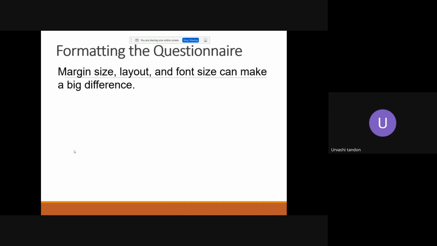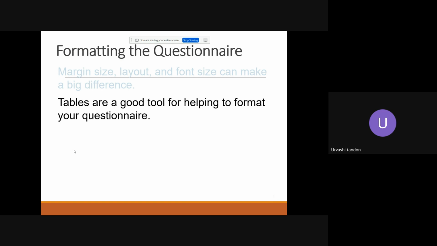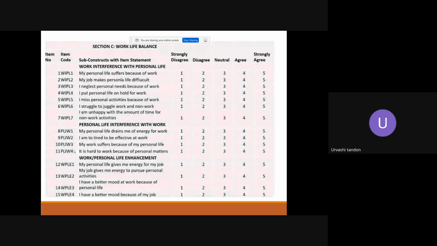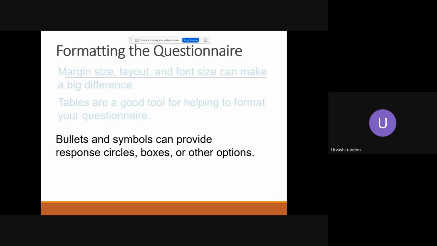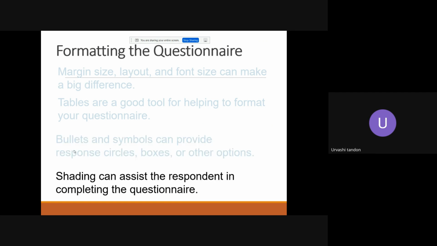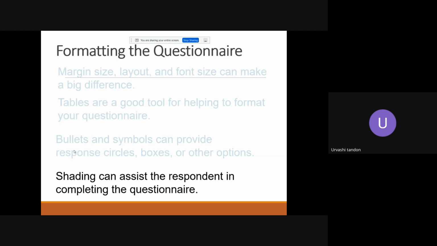Then margin size, layout, font size make a big difference. It should be easily readable. Tables are a good tool for helping the format. Let's say, this is the table which I have made. It's again trying to segregate different questions. Then third is bullets and symbols. You can provide them in the boxes. And shading can assist the respondent to complete the questionnaire. So that is all about the questionnaire.